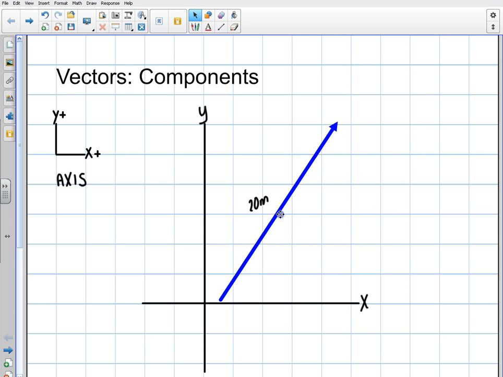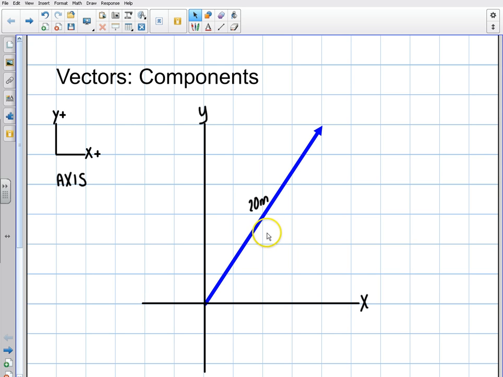So what I do is I take my vector. Let's say this is a vector of 20 meters here, and I start to define it along a coordinate system. So now I've defined my coordinate system. My positive x is to the right, my positive y is up. I'm defining that as the positive direction. And so now I begin to have some type of a reference point for this vector.